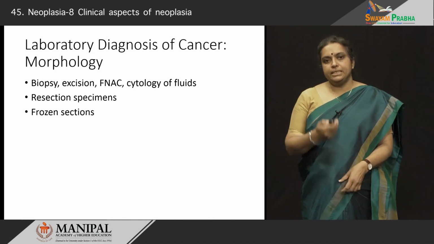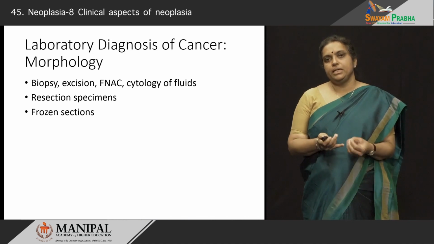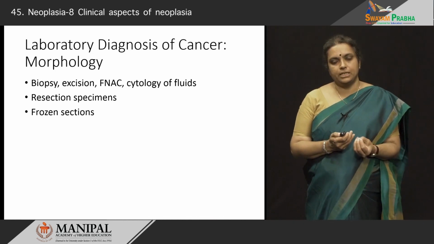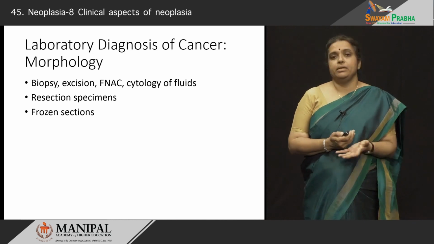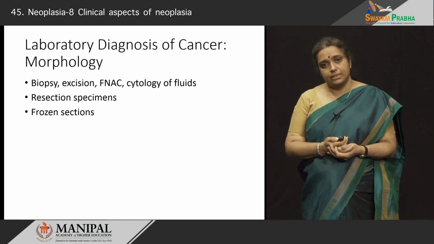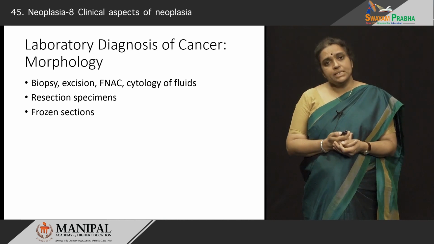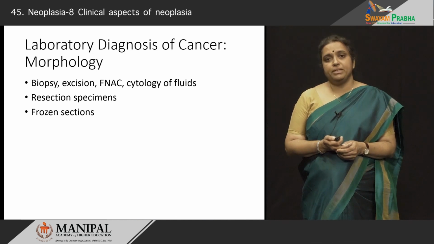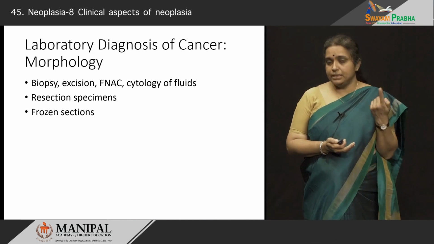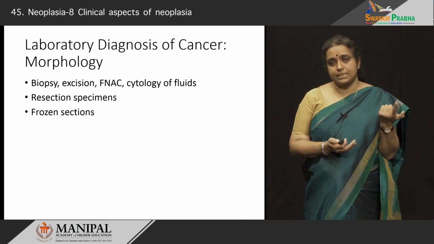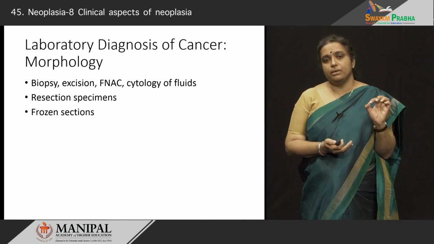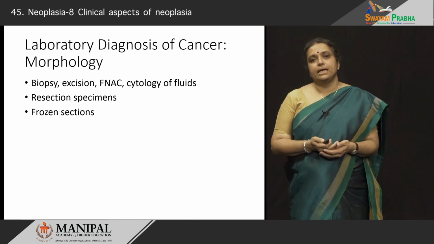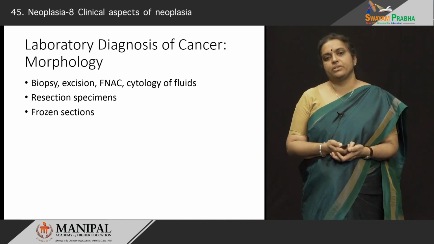Now, to do this, the clinician may do a biopsy, which is he may take a small piece of the tumor and send it to the histopathological laboratory, or he may remove the entire tumor, what is known as an excision. We may just as an initial test do an FNAC, or a fine needle aspiration cytology, by which we mean a needle that you use for giving injections. A similar needle is used to take out cells from the tumor, and it is spread onto a slide, and you give a cytological diagnosis based on that.